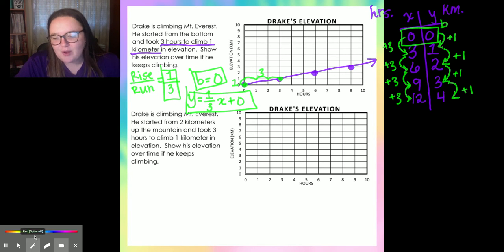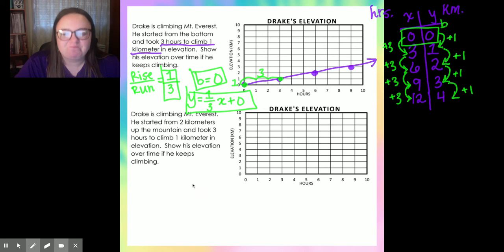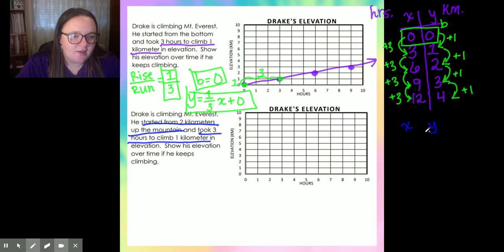So we got one more here, and it's probably going to look similar to the one above, just like on the last slide. So Drake is climbing Mount Everest. He started from 2 kilometers up. Oh, that's important, right? That's different. He started from 2 kilometers up the mountain and took 3 hours to climb 1 kilometer in elevation. Show his elevation over time if he keeps climbing. So I'm going to make my table over here, x's and y's.